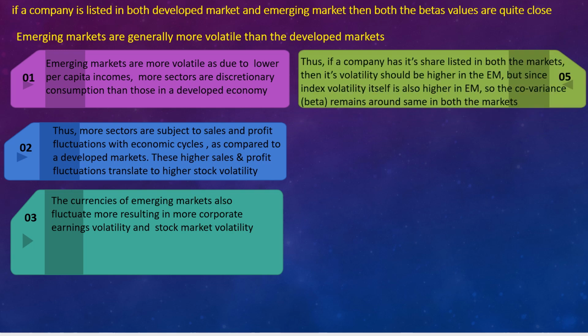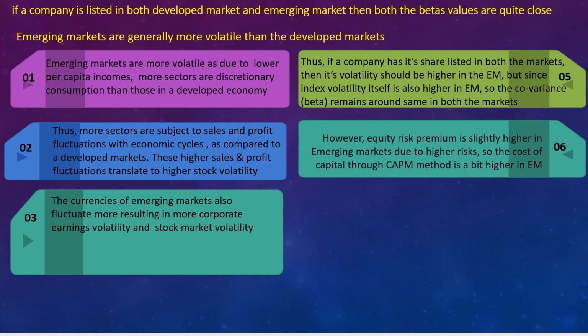Thus, if a company has its share listed in both the markets, then its volatility should be higher in the emerging market. But since the index volatility itself is also higher in the emerging market, the covariance beta remains around the same in both the markets. However, the equity risk premium is slightly higher in the emerging markets due to higher risks. So the cost of capital through the CAPM method is a bit higher in the emerging market.